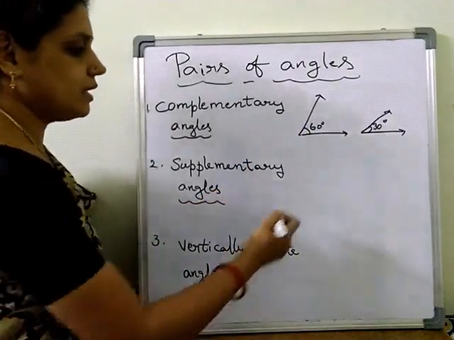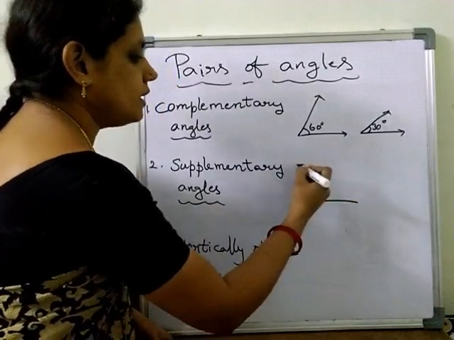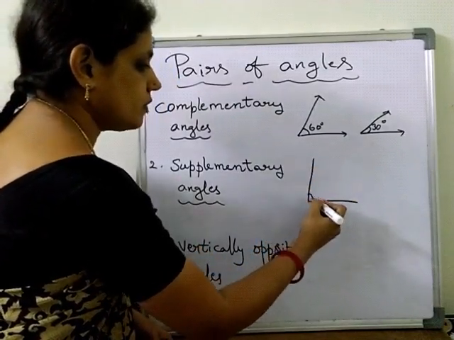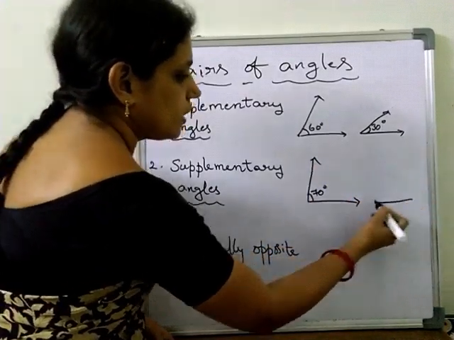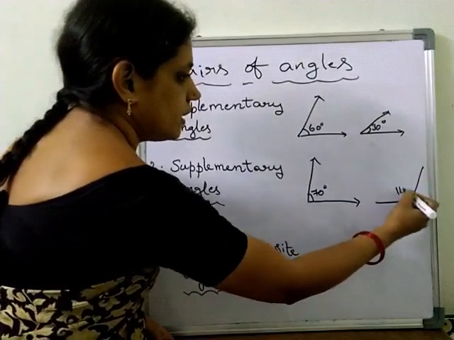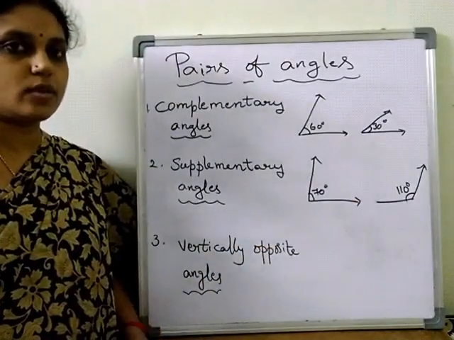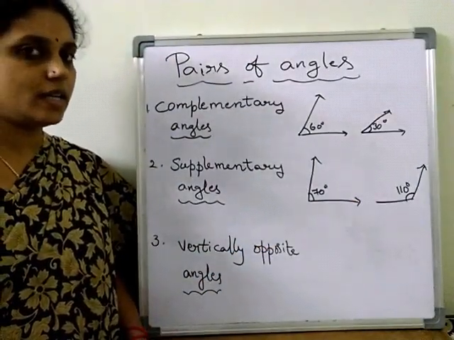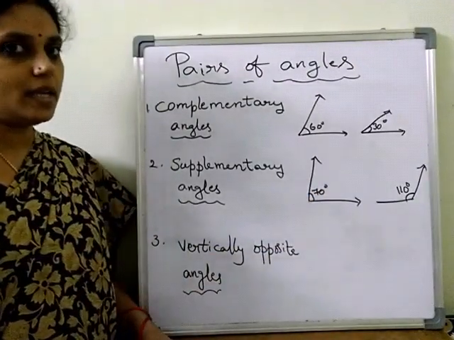Next, supplementary angles. If two angles add up to 180 degrees, suppose here it is 70 degrees and one more angle is 110 degrees. These two angles if you add, you will get 180 degrees. So if the sum of two angles is 180 degrees, then those two angles are called supplementary angles.